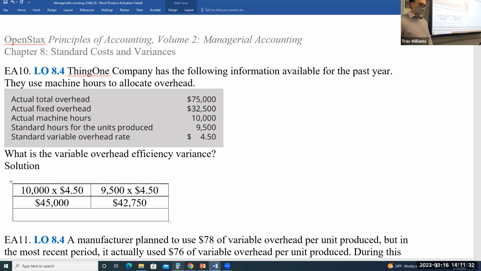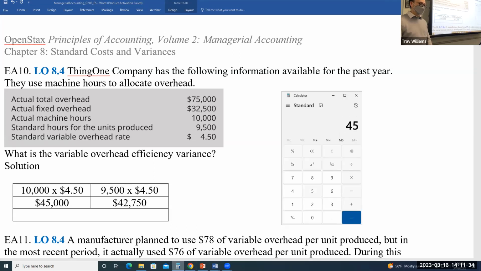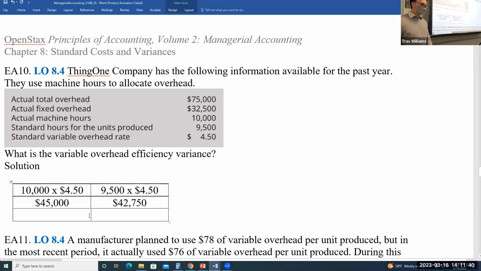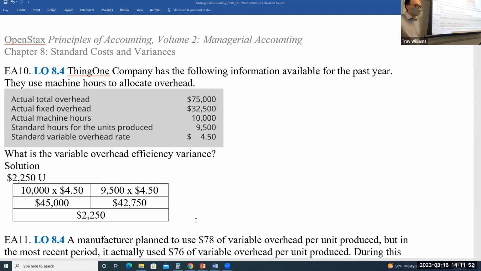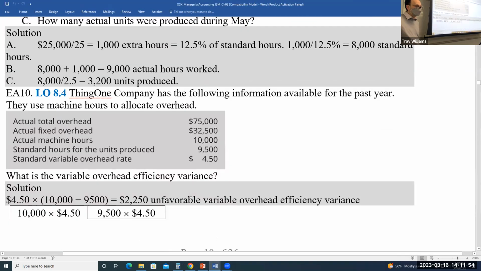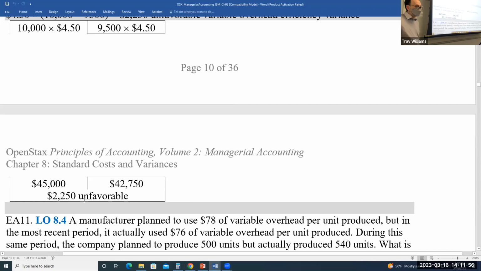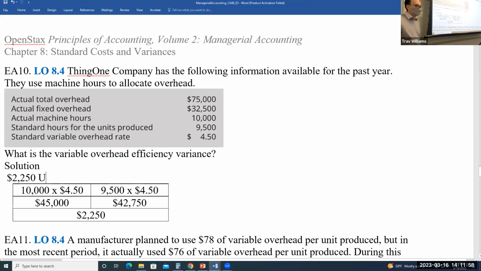We subtract the right side from the left. We get 2,250, a positive number, which is unfavorable. So that one didn't have any tricky parts to it. It was just a matter of putting in the numbers. And yes, we got the right answer.